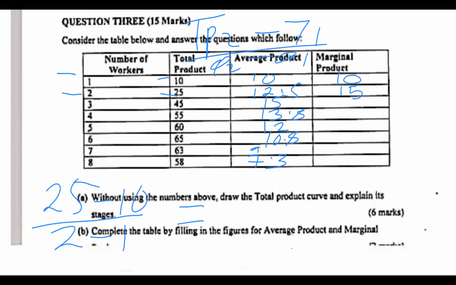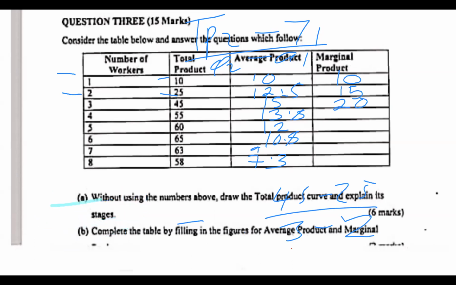Then we go to the third one, which shall be 45 minus 25 divided by 3 minus 2. What do we get? 20. And then we go to 55 minus 45 over 4 minus 3. We get 10. And we go to 60 minus 55. That should give us 5. And then we go to 65 minus 60. Again it is 5.